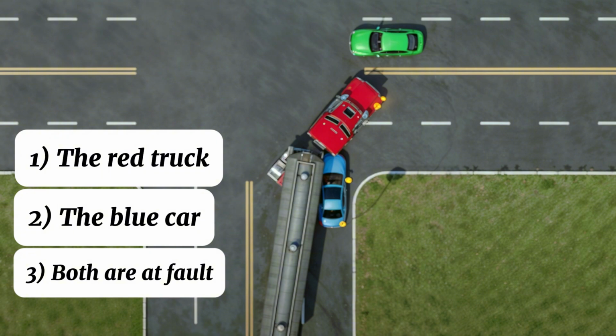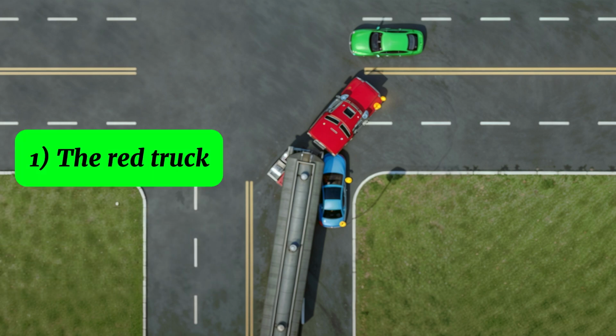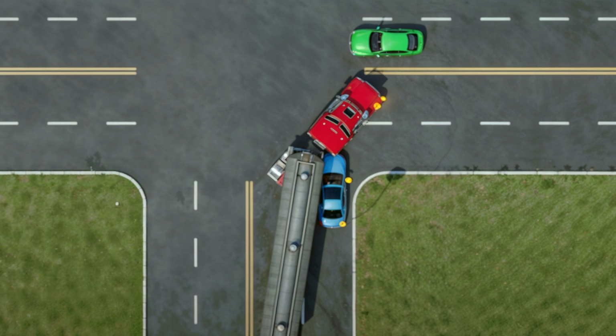However, the truck makes a mistake in its maneuver. Instead of turning right properly, it makes an incorrect move and hits the blue car with its trailer. This mistake causes the collision, and it's clear that the truck driver is at fault in this case. So the correct answer is option number 1, the red truck. If you picked that answer, congratulations, you were right.